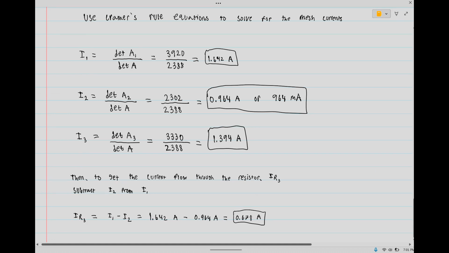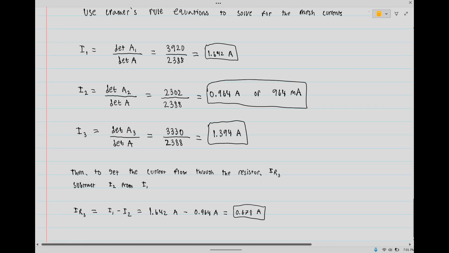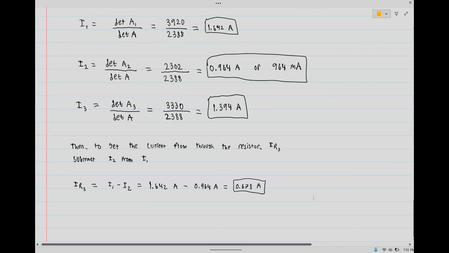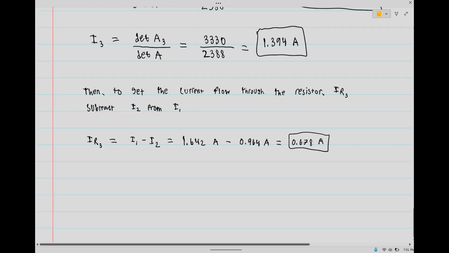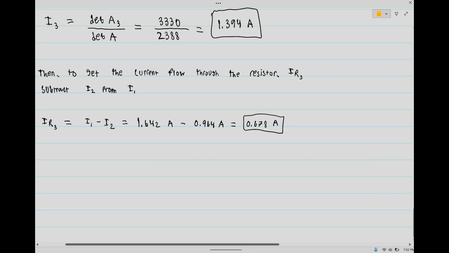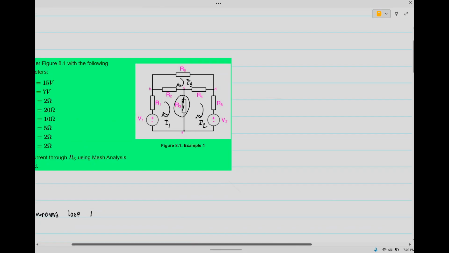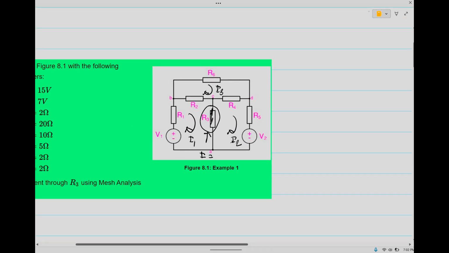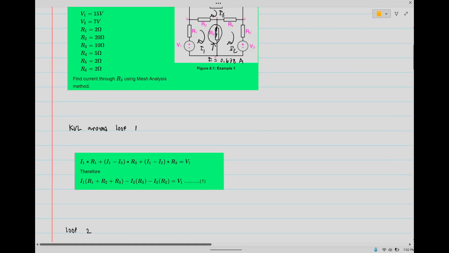I1 is determinant A1 over A, which is 1.642 amps, and I2 is A2 over A, which is 1.964 amps, or 964 milliamps. And then I3 is determinant A3 over A, that's 2330 over 2038, that's 1.34 amps. And then finally, to get the current flow through the resistor, which is what the problem asks for, I'm just going to subtract I2 from I1. So I1 minus I2 is 1.642 amps minus 1.964 amps, and that's the current flow through the resistor in the circuit right here, 0.678 amps. And that's it.